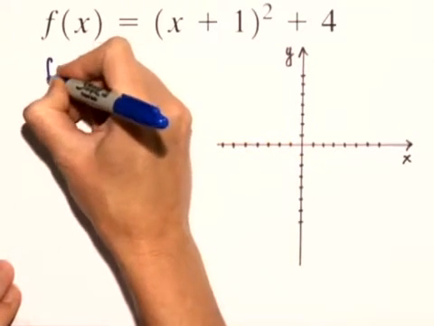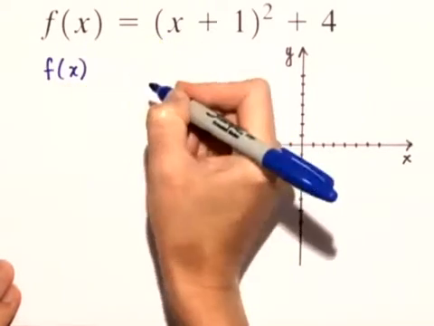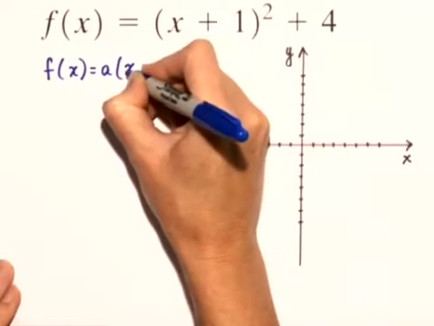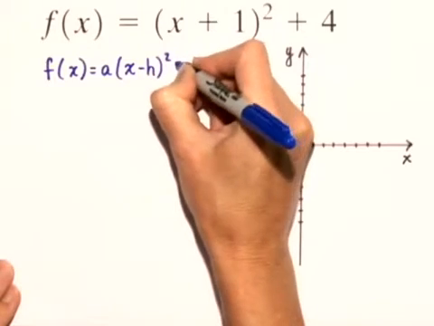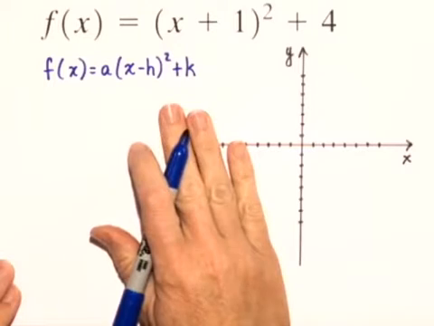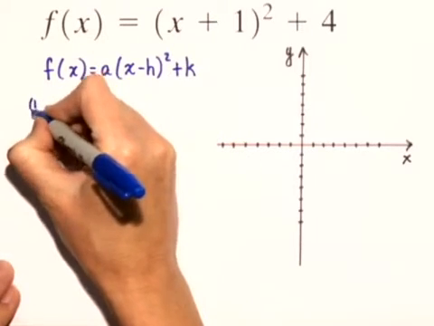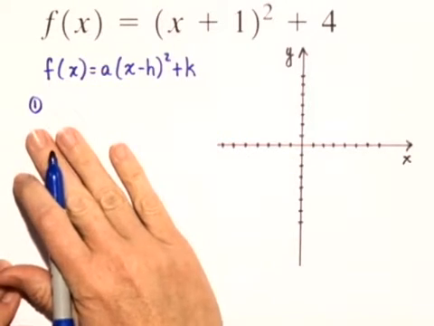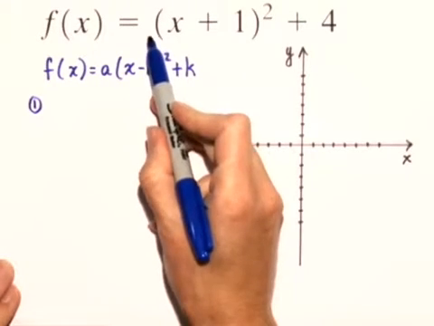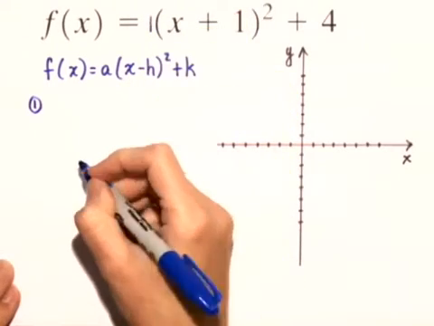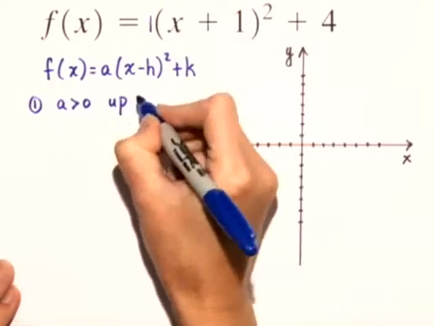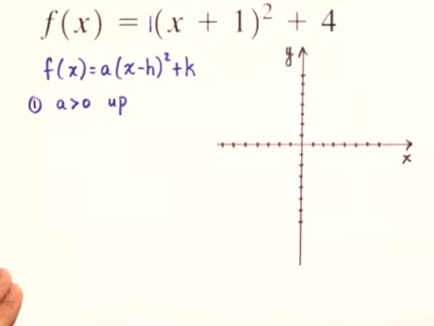This is given in vertex form. We have f of x is equal to a times the quantity x minus h squared plus k. We know h, k represents the vertex. So first, let's determine whether this parabola opens up or down. Since our a is really a 1, which is positive, since a is greater than 0, we know that this quadratic function or parabola opens up.